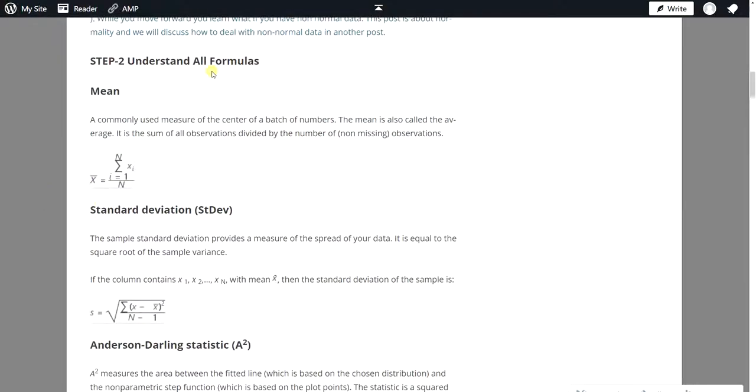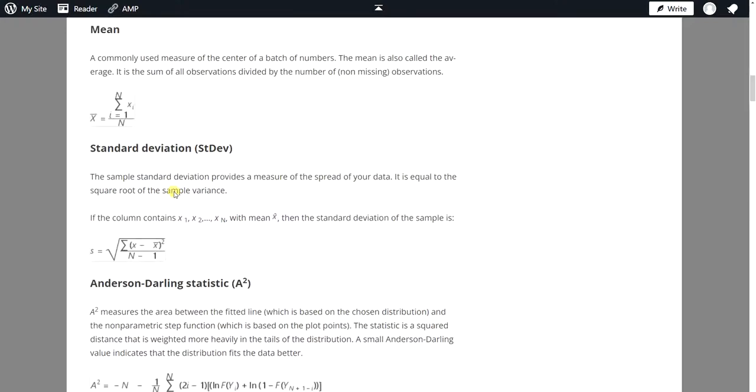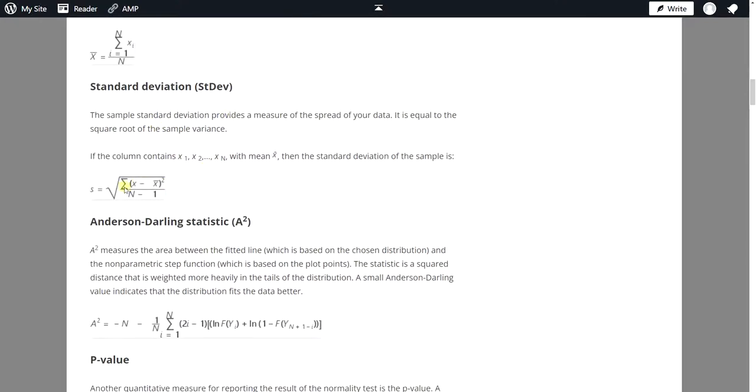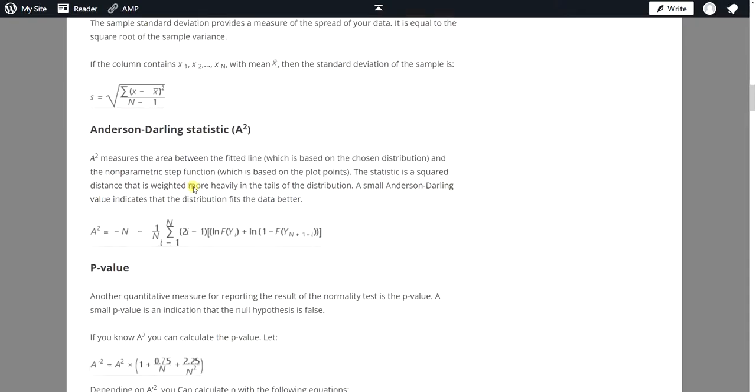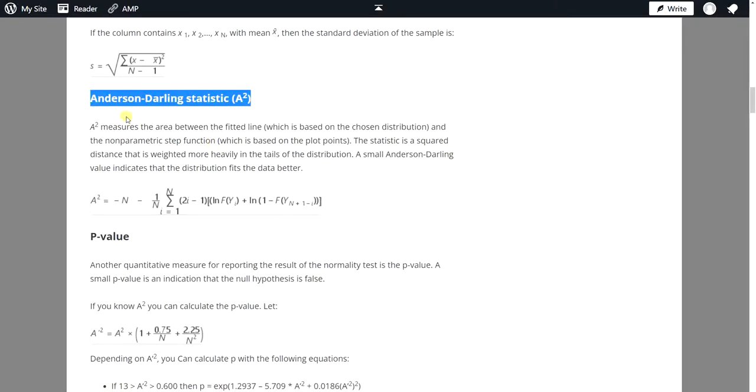To calculate the p-value for a normality test, we need the mean. Mean is simply x bar equals the summation of x i, i going from 1 to n, divided by n. So we essentially sum up everything and take the average, that's the mean. Standard deviation is the root of the squared deviation from the average. For simplicity of our understanding, we will understand only the Anderson-Darling AD test.